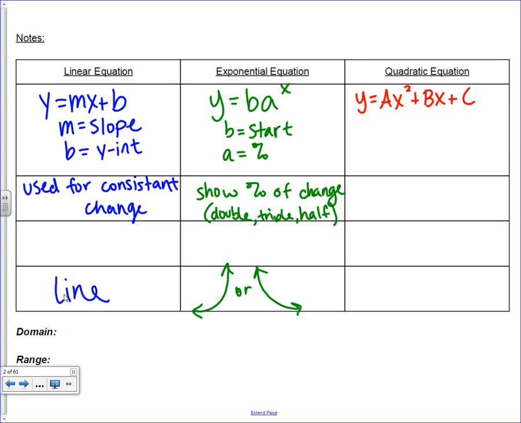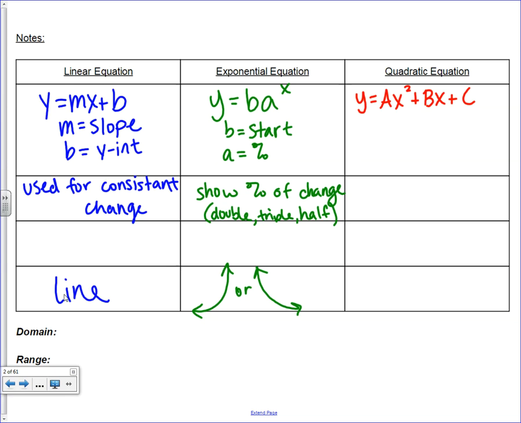So if it's not in that order, you need to get it in that order. Y equals ax squared plus bx plus c. The a, the b, and the c are numbers. Those are going to be your coefficients, whatever the numbers in front are. Is that all right for everybody?